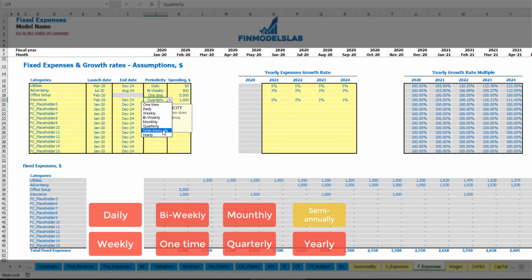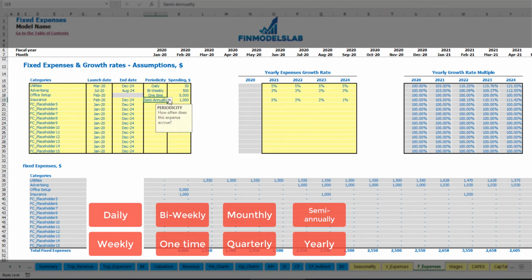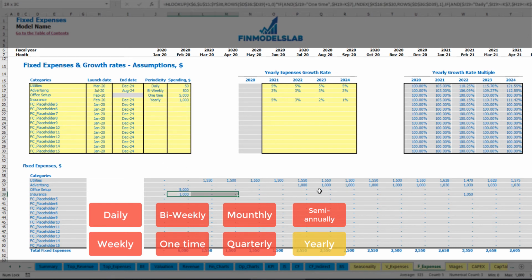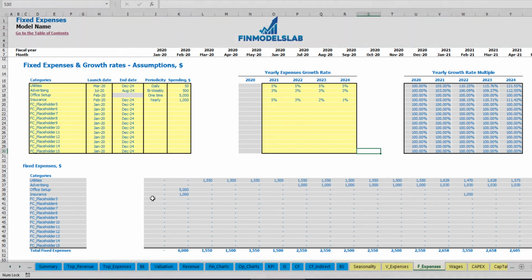Another option, semi-annually. In this case, you will have insurance payments once per half a year, again with a percentage of growth. And the last option is annual payments or yearly payments. You'll pay one time per 12 months, starting from February till December 24. For each expense type, you can use growth rate, and the calculation you may see in here.